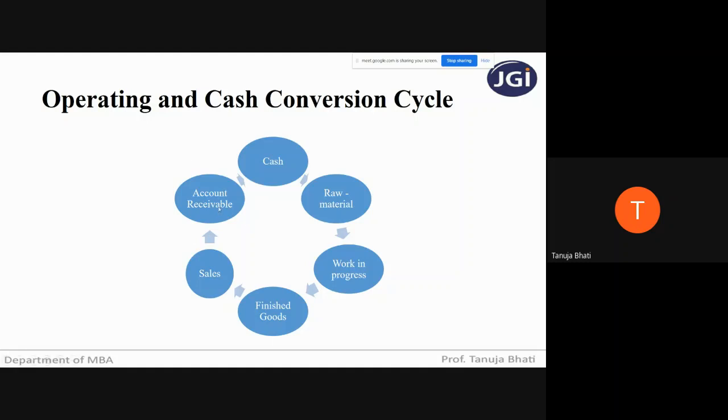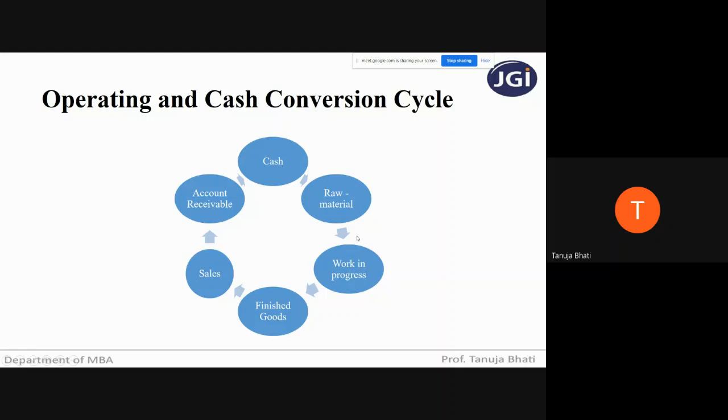And then when we receive the amount, what happens? That is, we receive the cash. Once the business enterprise gets cash, with the cash again it will purchase the raw materials. It will do the processing on that. Then when the processing is completed, it becomes the finished goods. Again the sales take place. When the sales take place on credit, they are the debtors or accounts receivable. Then when the debtors make the payment of cash, again the raw materials are purchased. So this complete cycle is called the operating and cash conversion cycle.